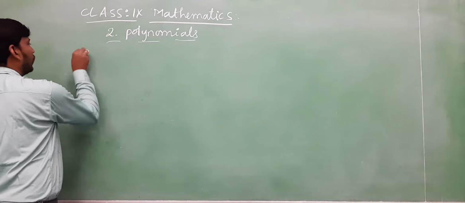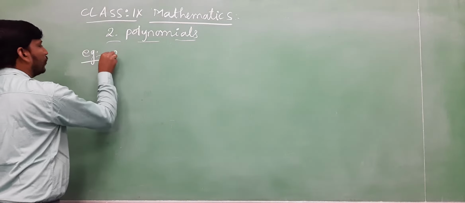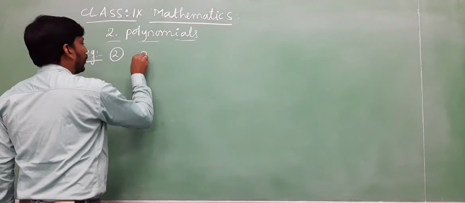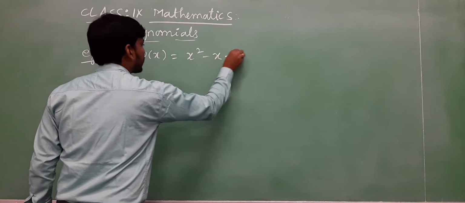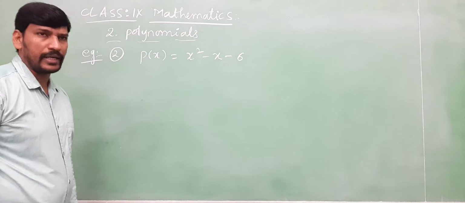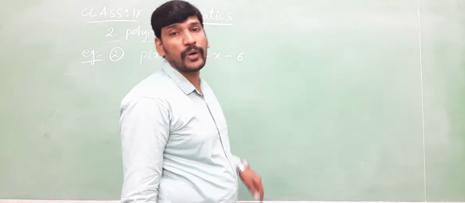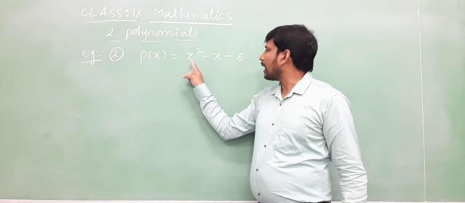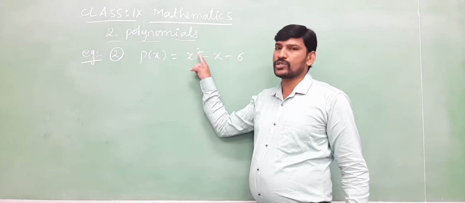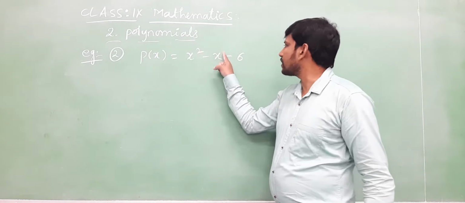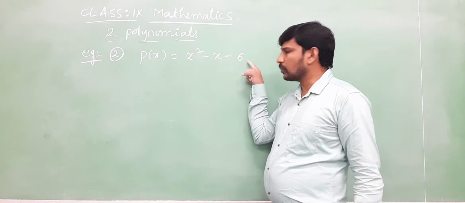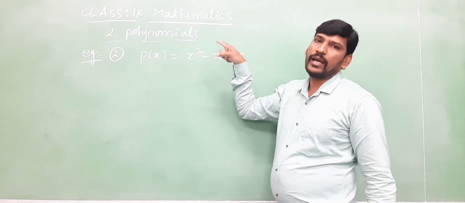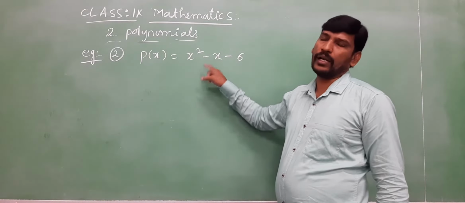Now let us take example 2. P of x is equal to x square minus x minus 6. Here it is a quadratic polynomial. Why is it a quadratic polynomial? Because the highest exponent of the variable is 2 here. This is 2, this is 1, this is 0. So the degree of the polynomial is 2, that's why we call it a quadratic polynomial.